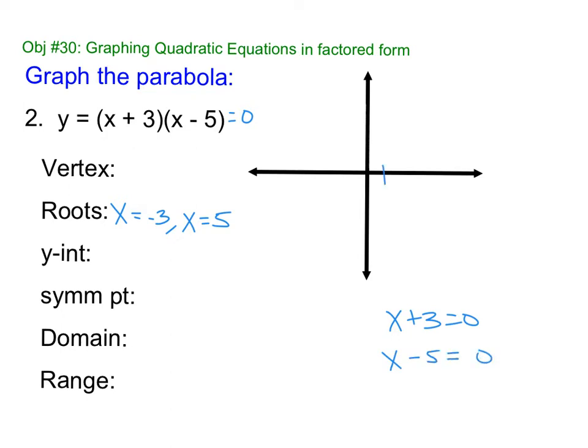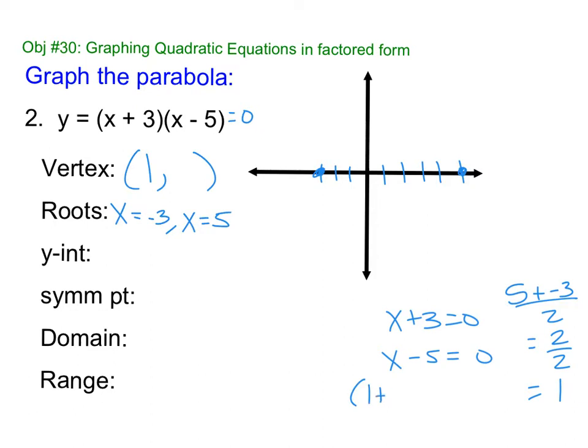So I'm at 1, 2, 3, 4, 5, and 1, 2, 3. So there are my roots. Now, what did we say? What's another way to find the vertex? I'm going to add my 5 and my negative 3 and divide by 2. 5 and negative 3 is 2, divided by 2 is 1. So the x value of my vertex is 1. And then we plug in.